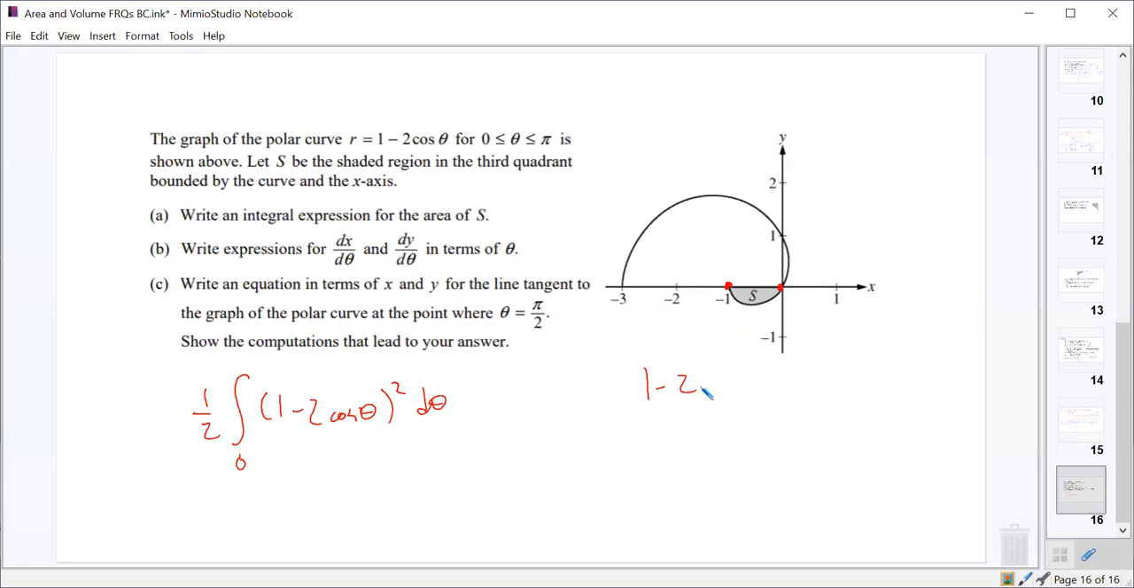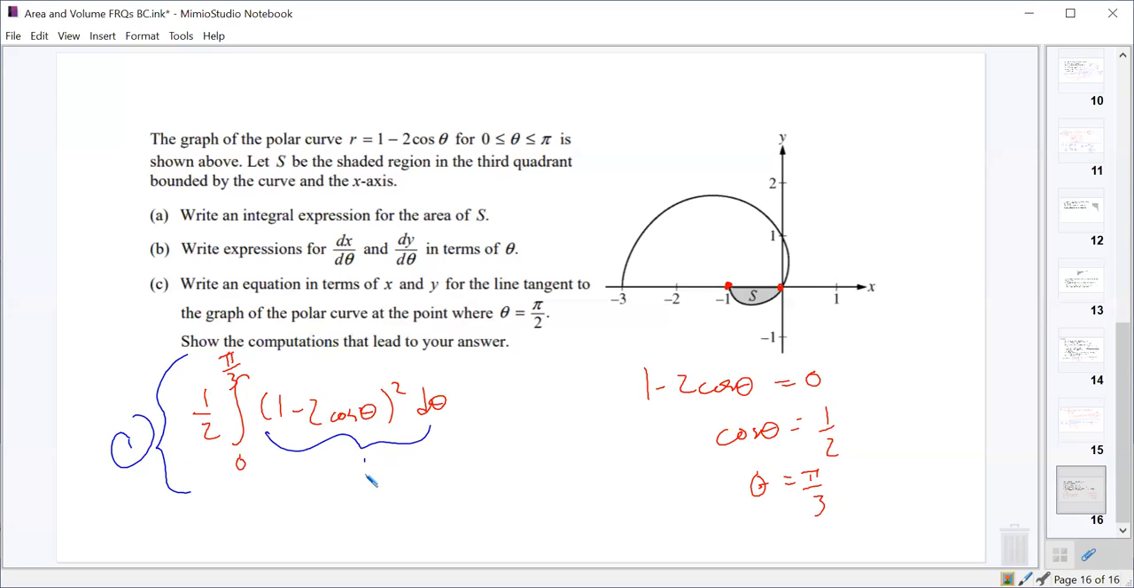That should be easy enough to do. Just take 1 minus 2 cosine theta and set it equal to 0, which gives cosine theta equals 1/2, and that happens when theta is pi over 3. So there is our expression. We didn't have to evaluate, so that is good enough. They gave 1 point for the limits and the constant and 1 point for the correct integrand. Good or no?